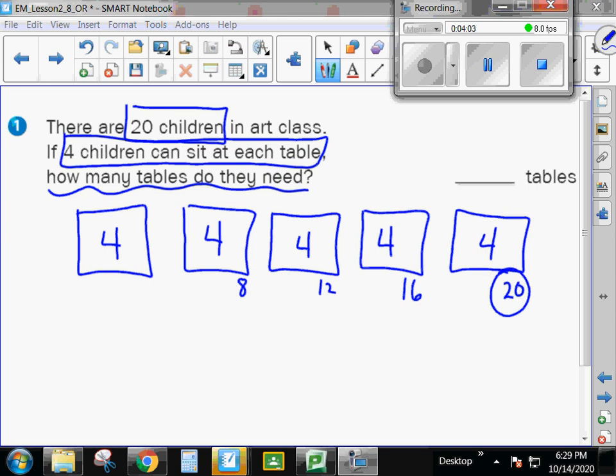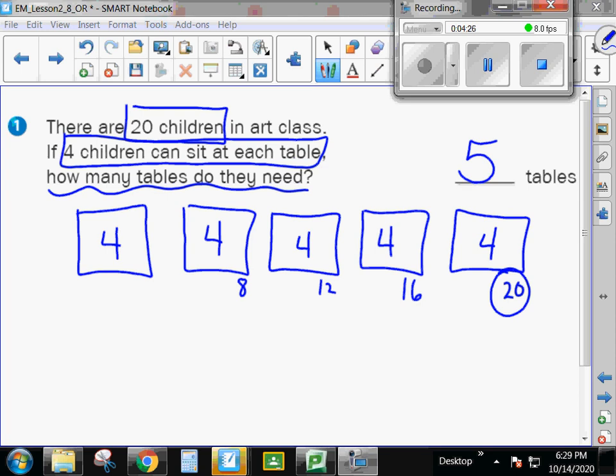Now, what's the answer to my question? How many tables did I need? I needed 5 tables. I want to see if you think you can write a number model that represents this problem. Pause the video and see what you come up with.